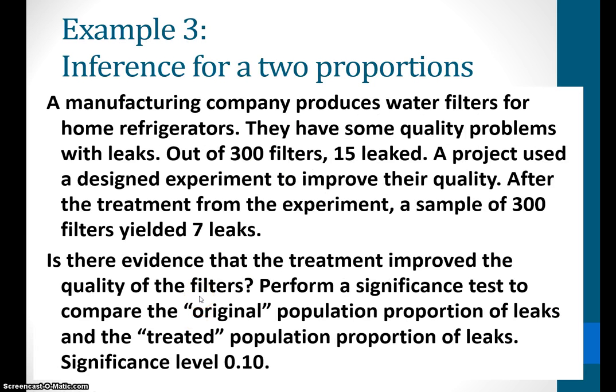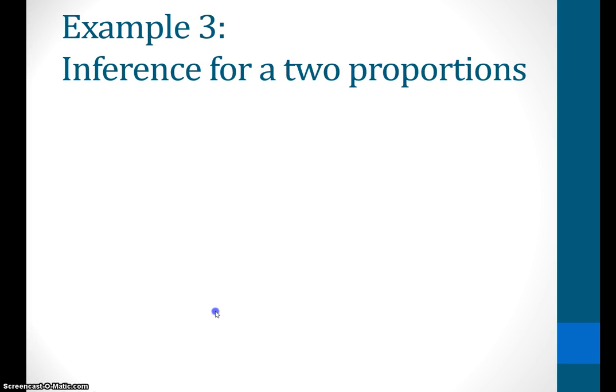Here's another example. A manufacturing company produces water filters for home refrigerators. They have some quality problems with leaks. Out of 300 filters, 15 of them leaked. A project used a designed experiment to improve their quality. After the treatment from the experiment, a sample of 300 filters yielded 7 leaks. Is there evidence that the treatment improved the quality of the filters? Perform a significance test to compare the original population proportion of leaks and the treated population proportion of leaks, significance level 0.10. So how would we go about this?